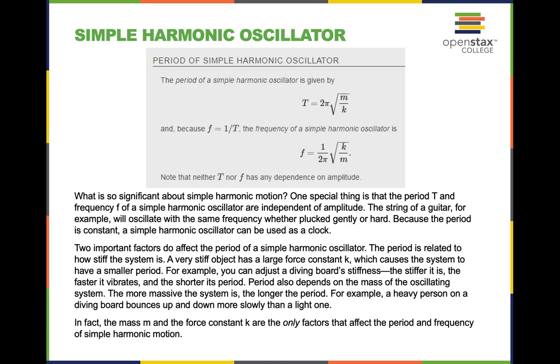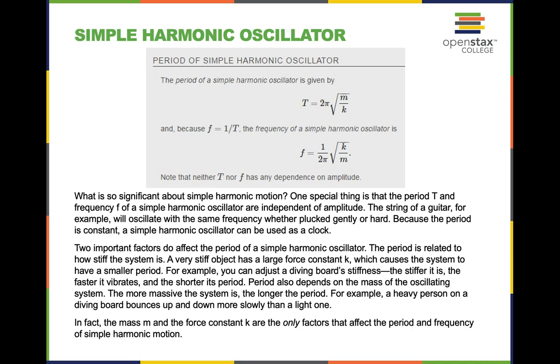Two important factors do affect the period of a simple harmonic oscillator. The period is related to how stiff the system is. A very stiff object has a large force constant k, which causes the system to have a smaller period. For example, you can adjust the diving board stiffness. The stiffer it is, the faster it vibrates, and the shorter the period is.